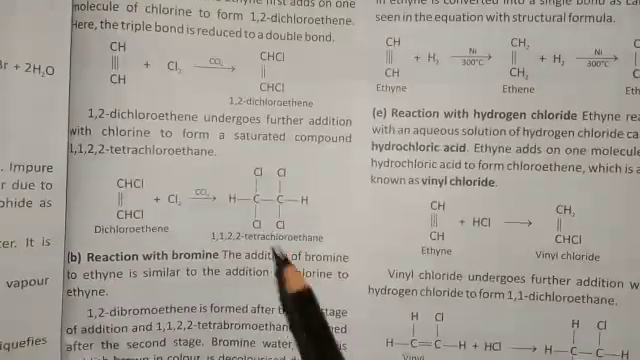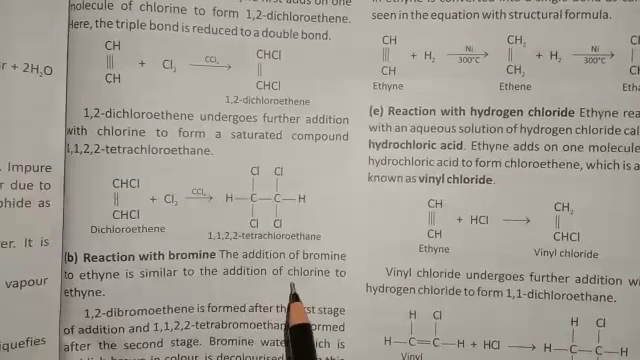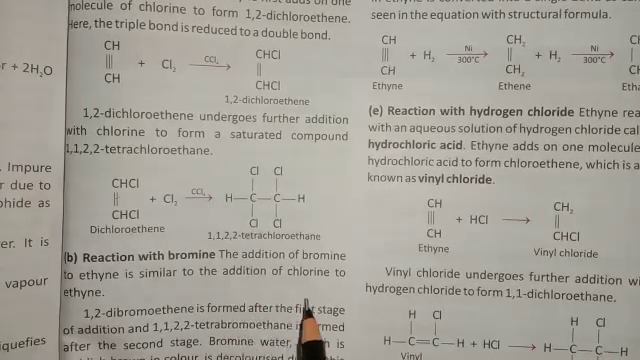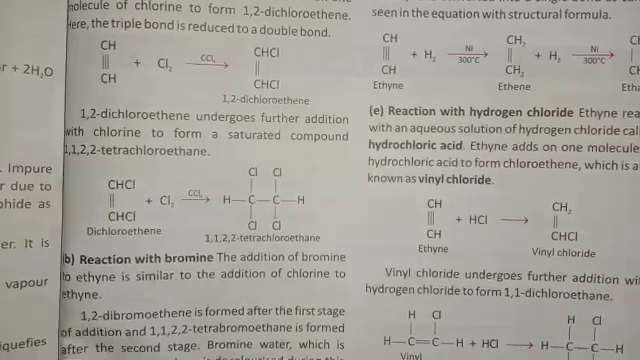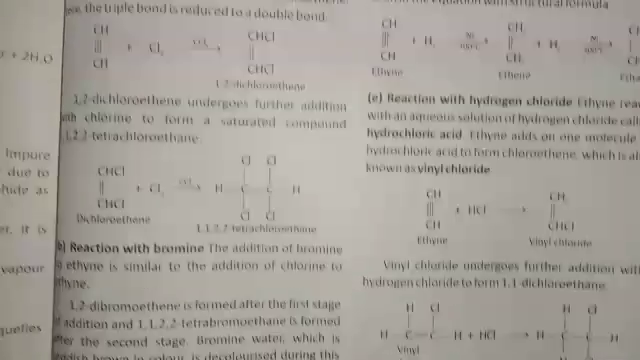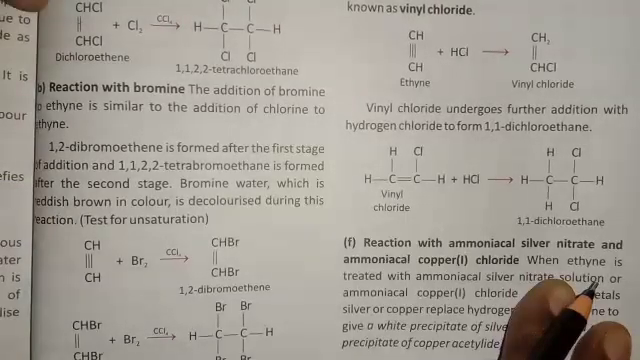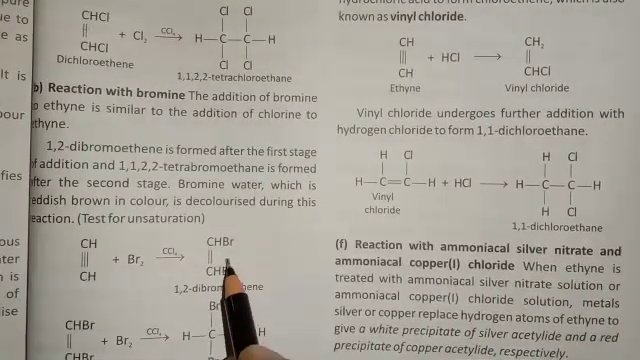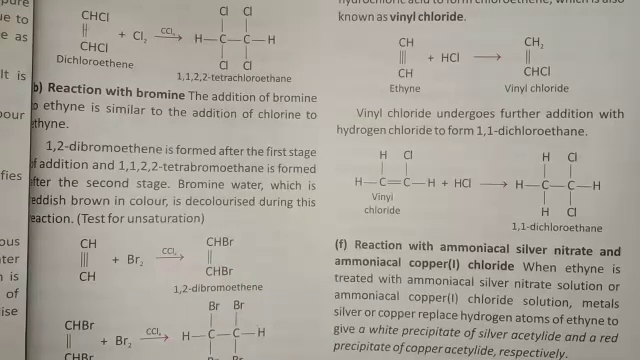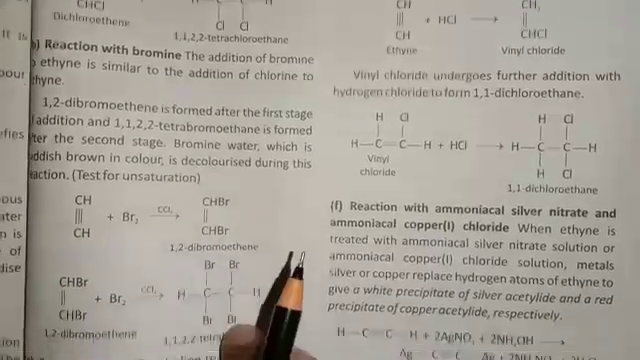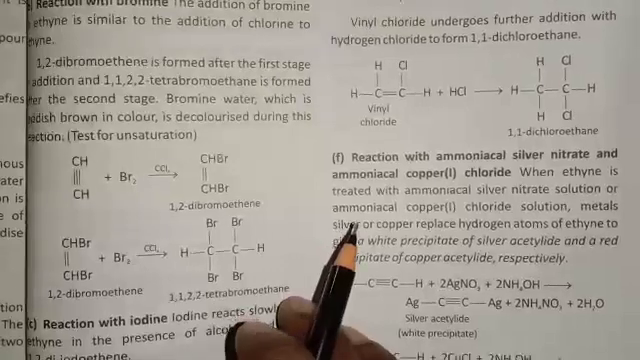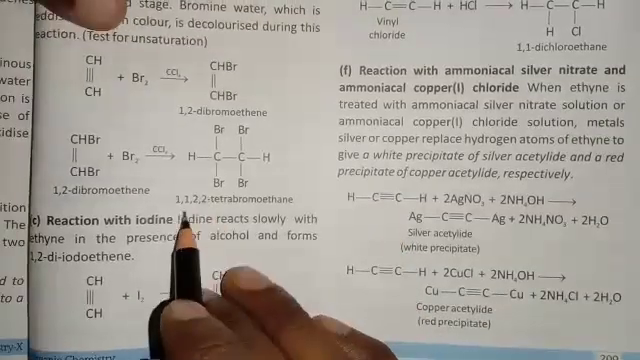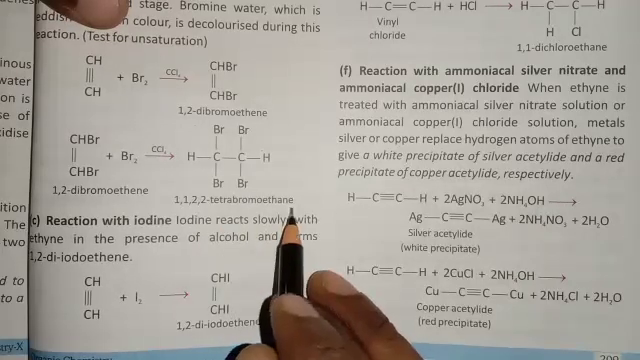Next come to reaction with bromine. The addition of bromine to ethyne is similar to the addition of chlorine to ethyne. The same process will give the addition product. If it reacts with bromine, 1,2-dibromoethene will form. Again, addition of bromine in the presence of carbon tetrachloride, and again the double bond will break down to a single bond. That is 1,1,2,2-tetrabromoethane.